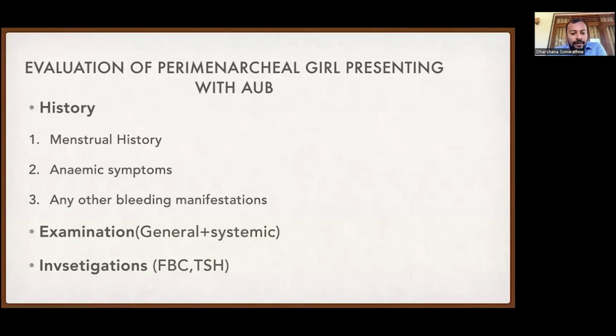And then you have to ask about any other bleeding manifestations, like any gum bleeding, to exclude platelet function disorders or platelet disorders, etc. And do the general examination, as I said, the pallor, basic things. And then please do investigations like full blood count and TSH, right?